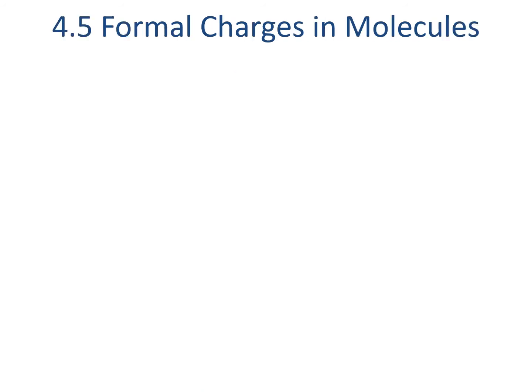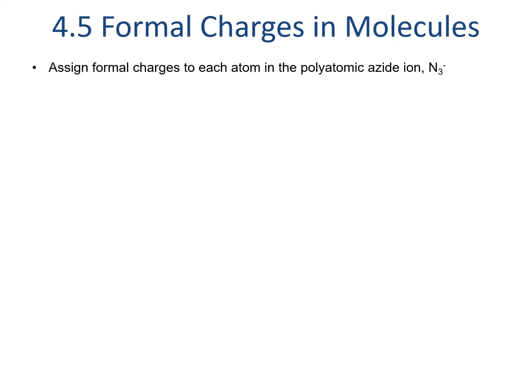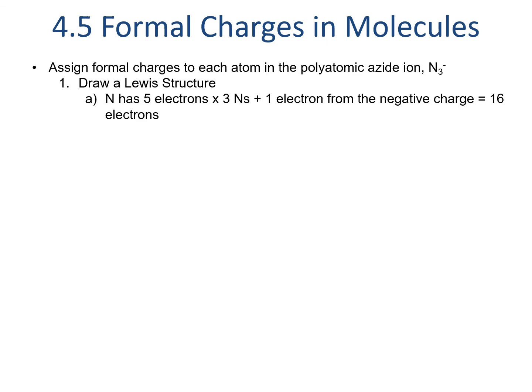Let's work through an example of drawing a molecule from a structure and then assigning formal charges on that Lewis structure. First, we're going to start out by drawing a Lewis structure. We have 3 nitrogens. We know that one of them has to be central, and we know that each of those nitrogens is going to bring 5 electrons, and we'll get 1 extra electron from the negative charge.